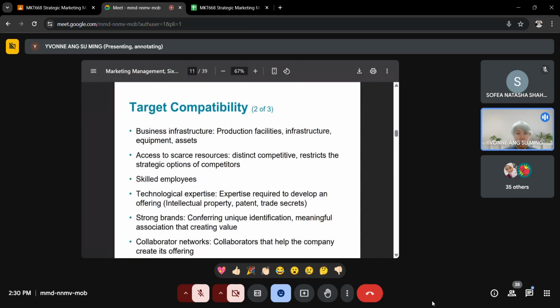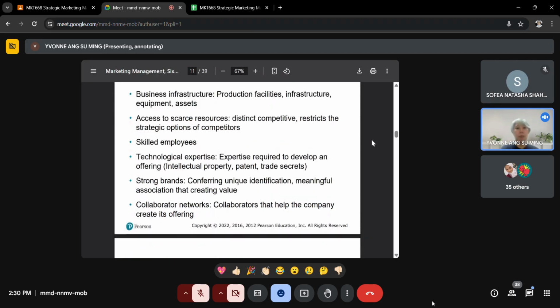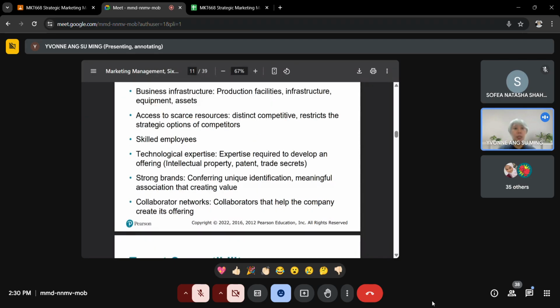So the takeaway point here is that it will come from the company itself. And within the company itself, you will see that it can be broken down into things like its business infrastructure, its access to scarce resources, its employees, its expertise, its brand, and also its collaborator networks.